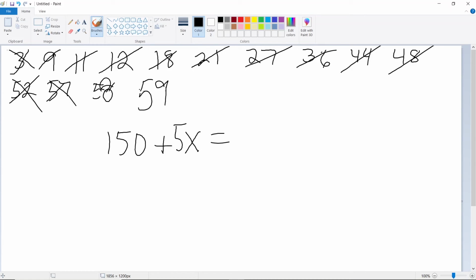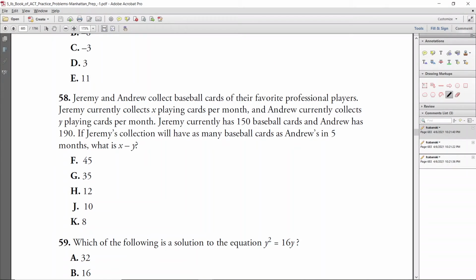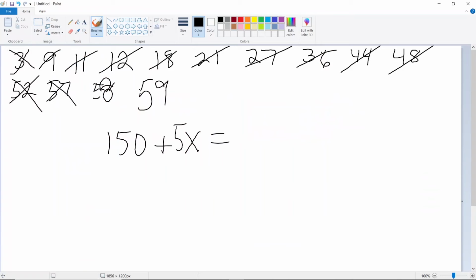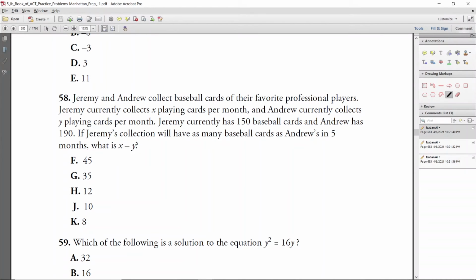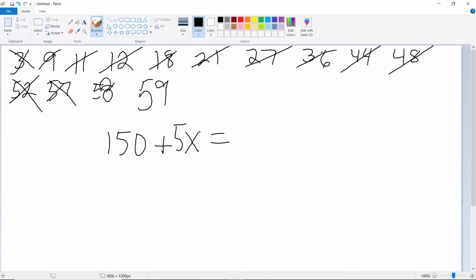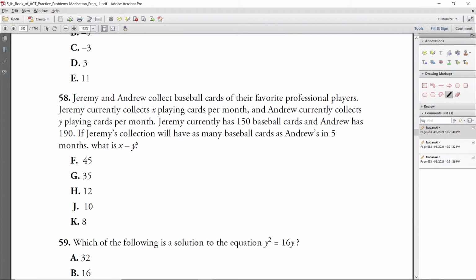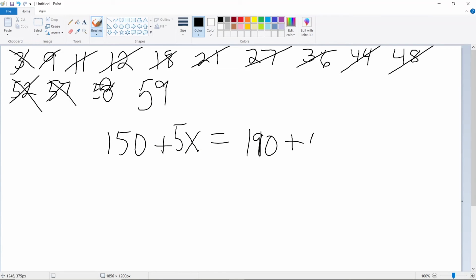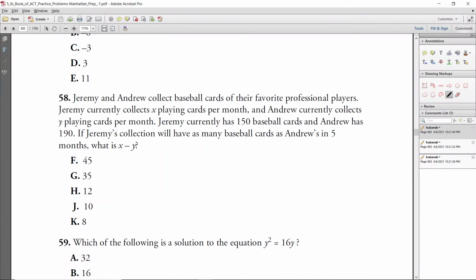These are two linear equations, but they're a little bit backwards of what we expect because X is the playing cards per month. Well, I guess it's not backwards, really. We collect X cards per month in 5 months. Okay, 150 plus 5X. And then it says Andrew has 190, and Andrew collects plus Y cards, I think it said. Andrew collects Y cards per month. And there's 5 months again, so 5Y. And then it says, what is X minus Y?